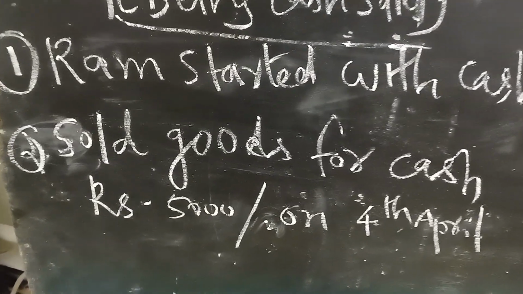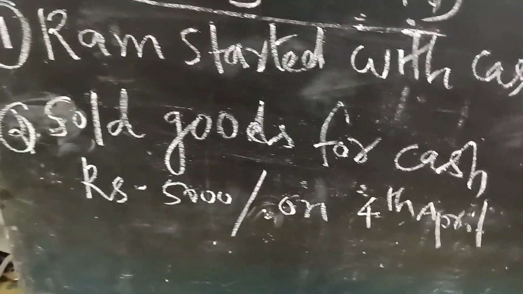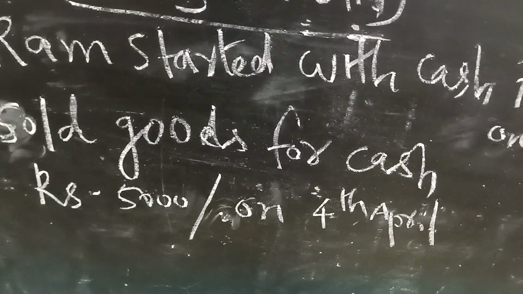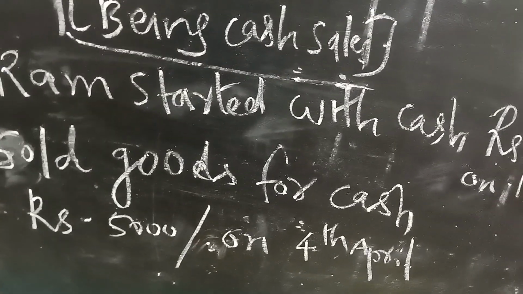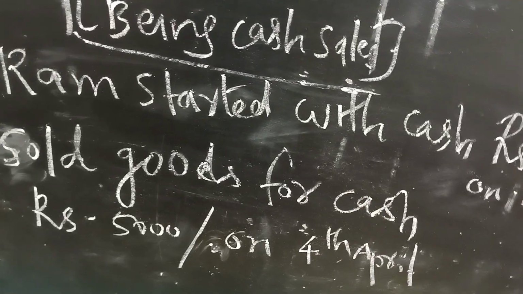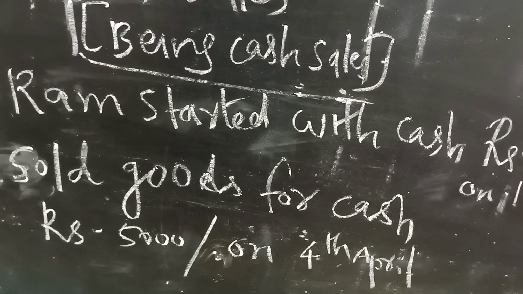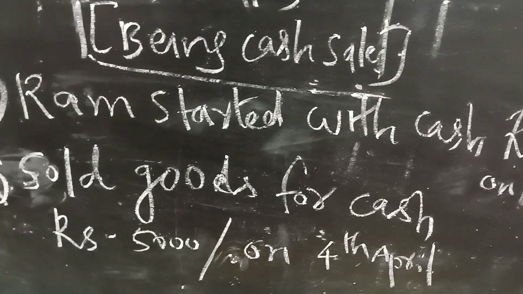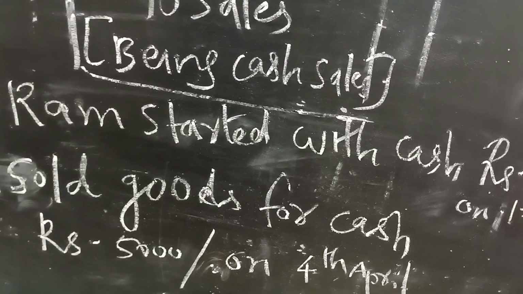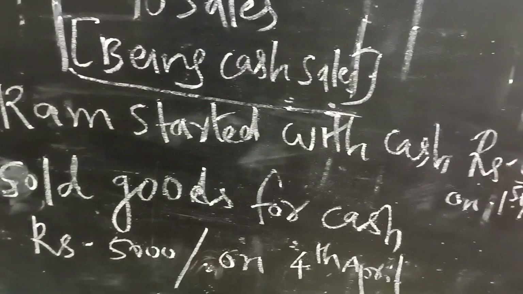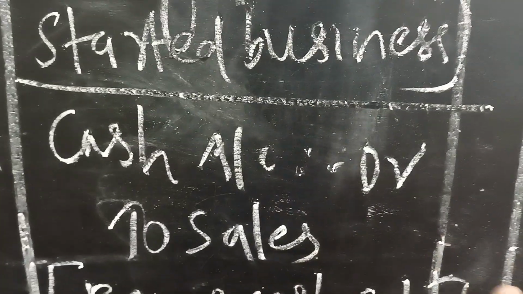Now the next transaction is sold goods for cash rupees 5,000 on 4th April. What is the meaning of that? Cash sales. Ram is selling goods for cash. A transaction is either a cash transaction or a credit transaction, so Ram can sell the goods either for cash or credit. This is a cash transaction. What will the journal entry be? Sold goods for cash: cash account debtor to sales.